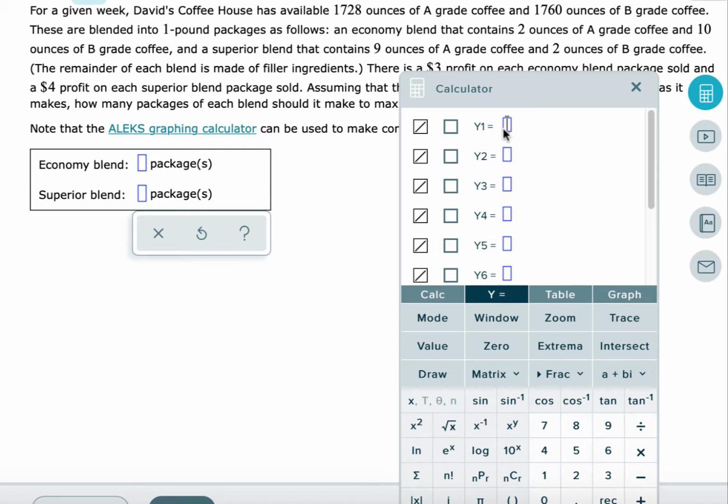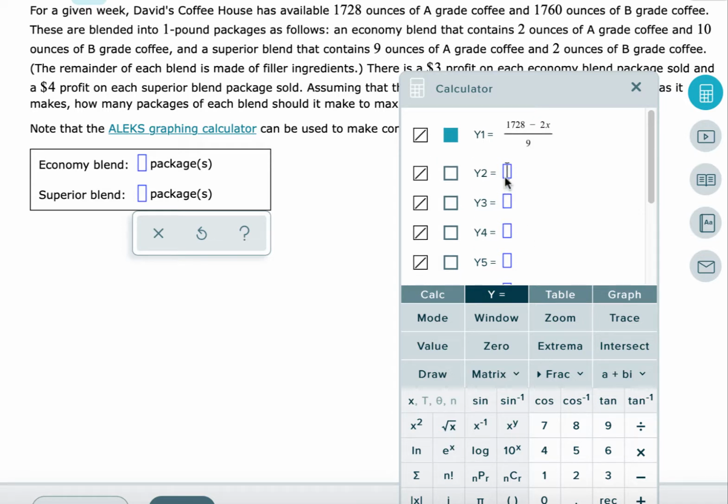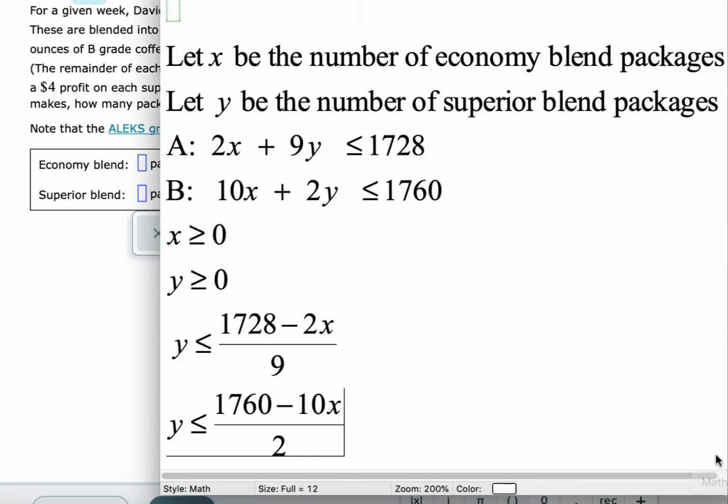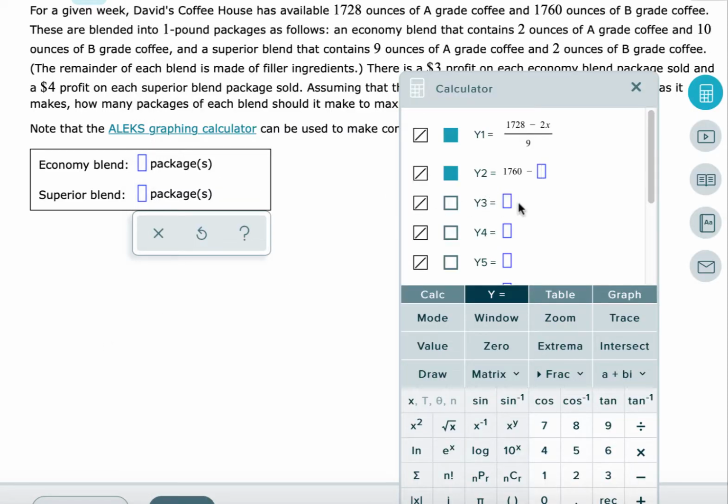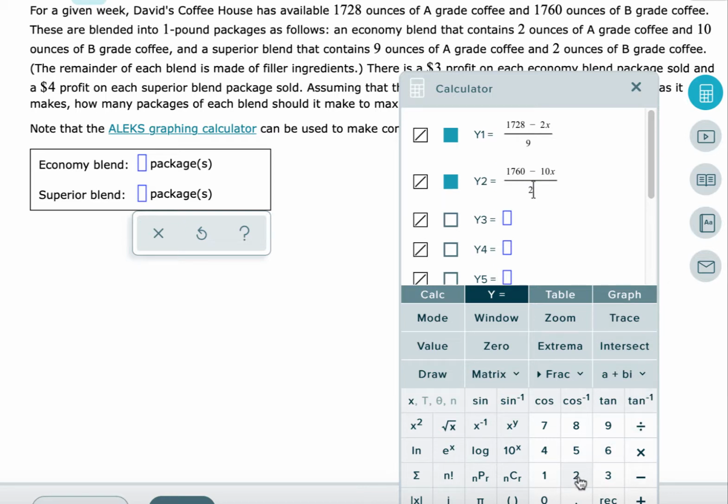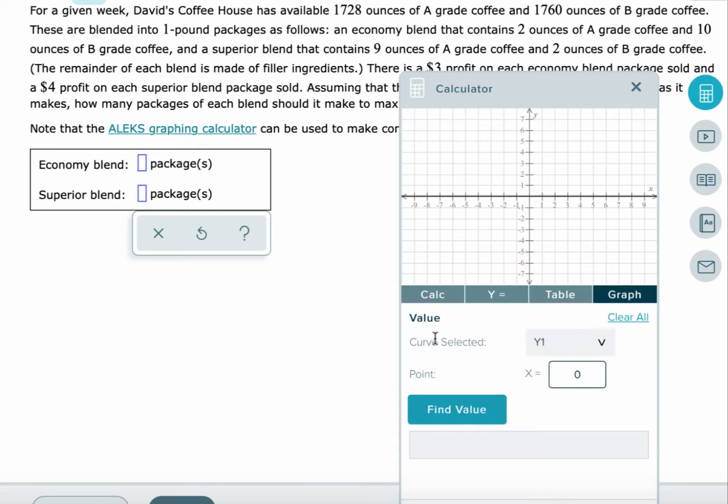Selecting y equals, we had 1728 minus 2x, over 9, and then we had 1760 minus 10x, divided by 2. We're going to also include y equal to 0, and then we're also going to draw the line x equals 0.